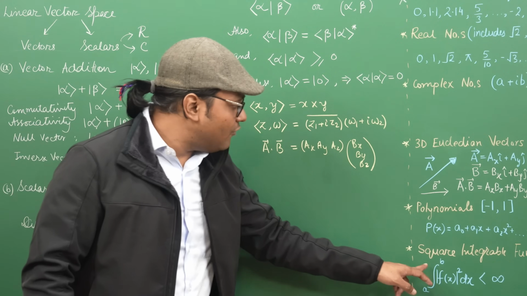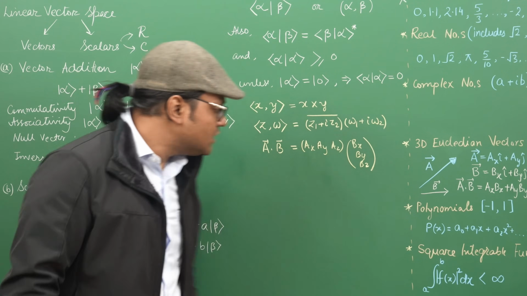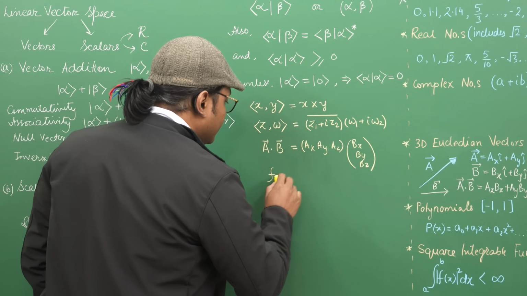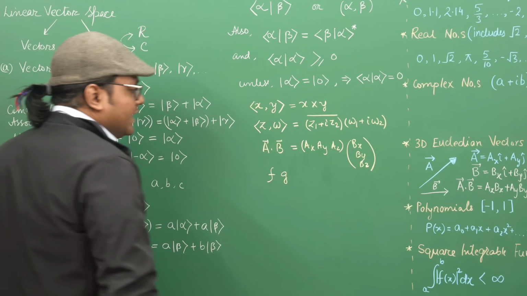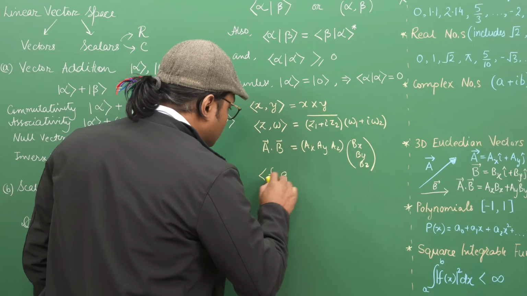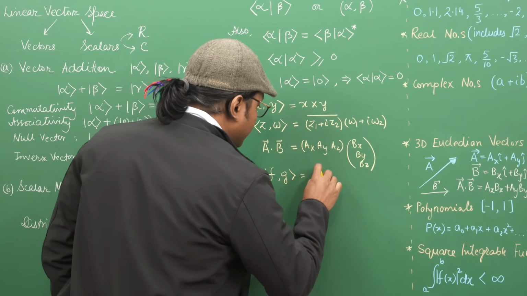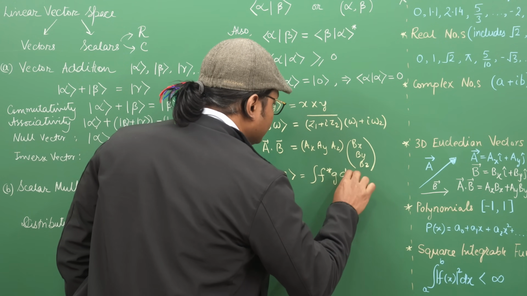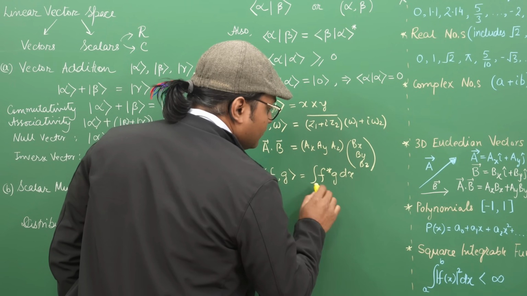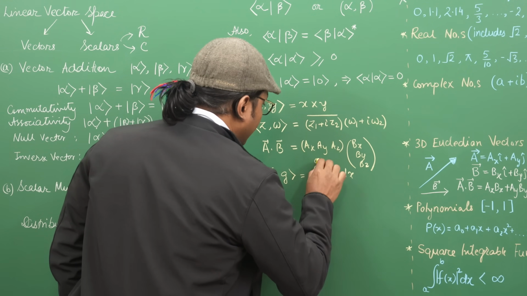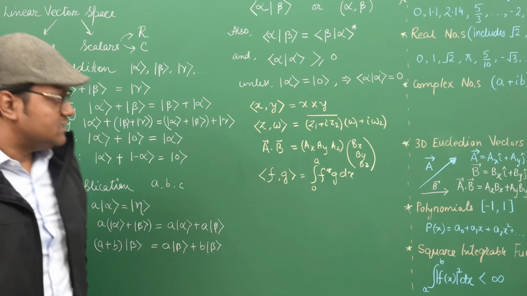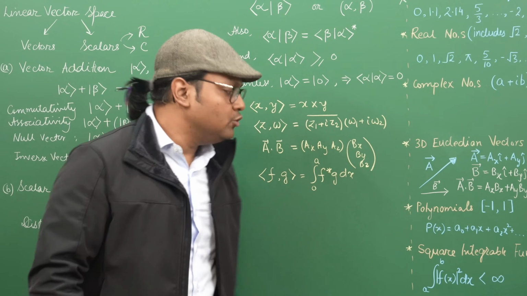I can also define it for square integrable functions. So for the inner product of square integrable functions, let's suppose I have a function f and a function g. The inner product of those two functions is defined as you take the integration of f star g, integrating with respect to x, where x goes from, let's suppose, 0 to a. This is how a square integrable function inner product is defined.